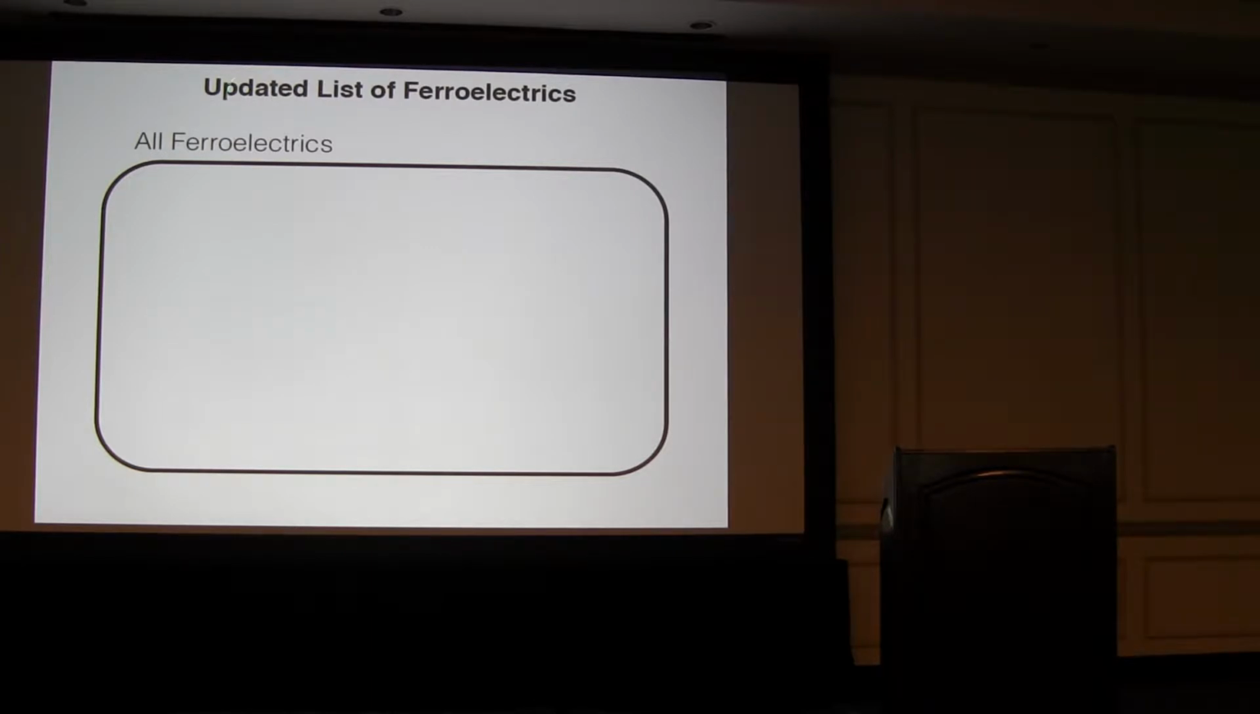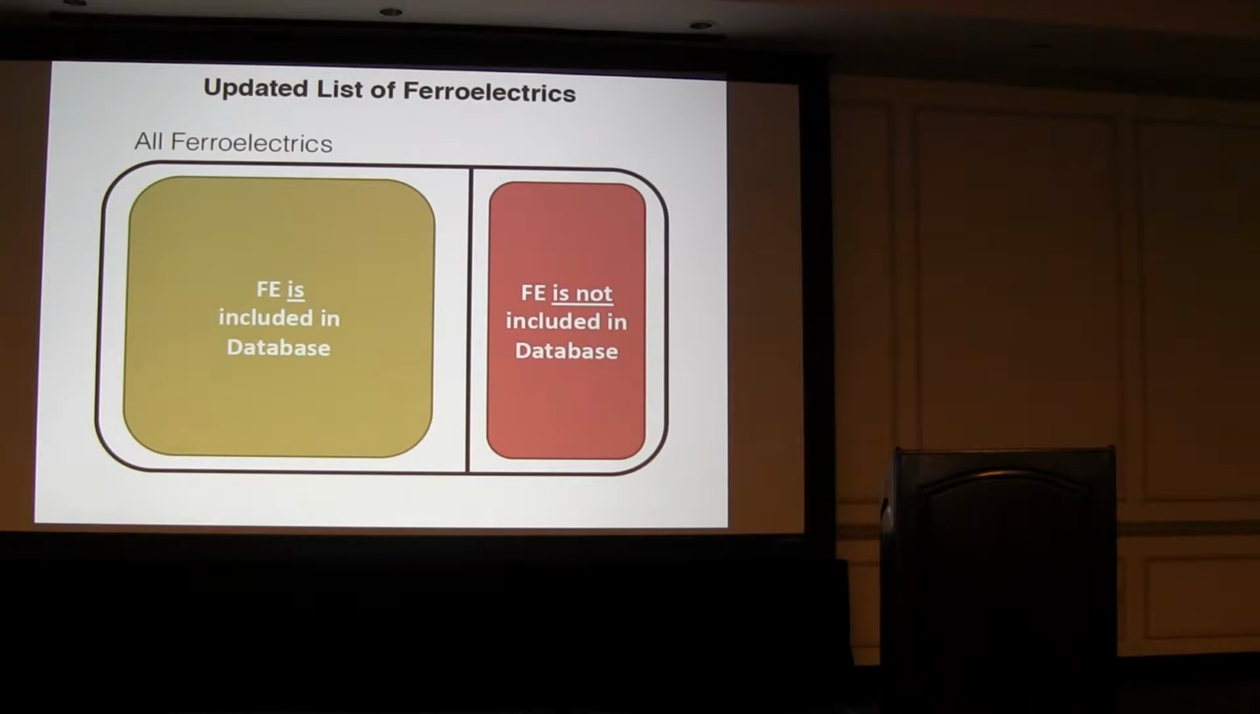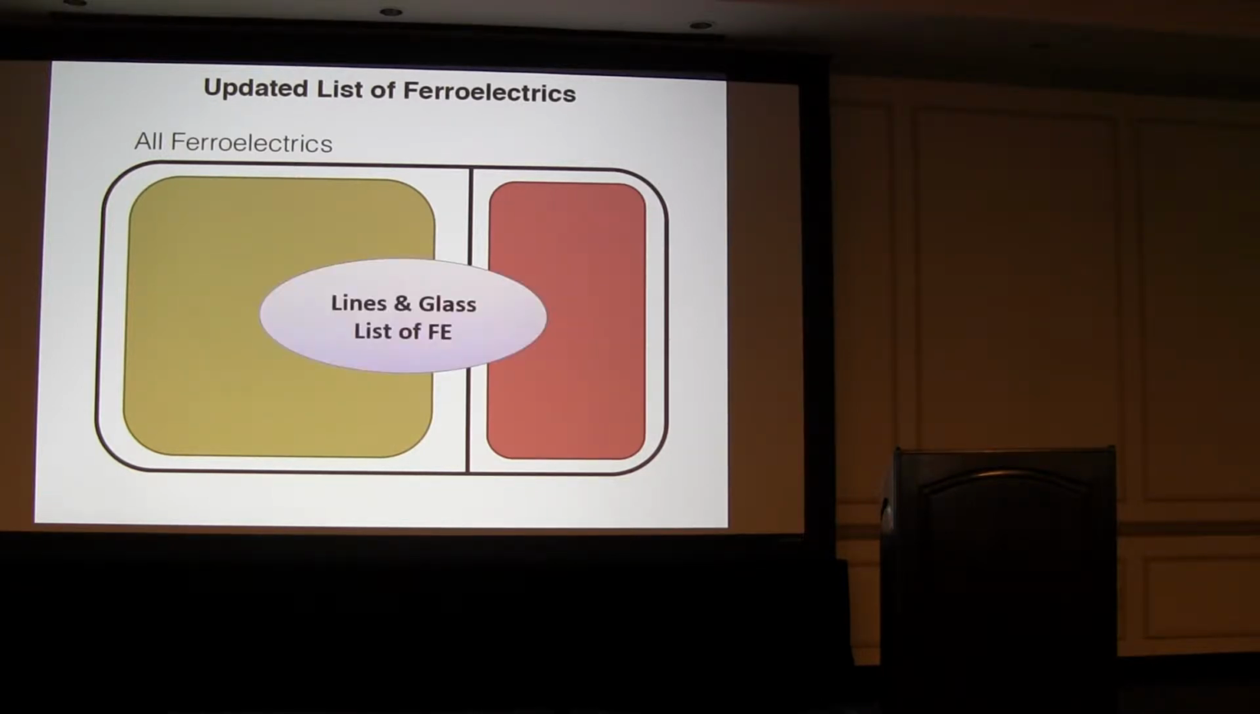So let me go back and talk a little more about this updated list of ferroelectrics. I would like to point out that any list of ferroelectrics that we can come up with would depend on the specific database that we use. So if we assume that these are all the ferroelectrics that are out there, and we choose a generic database, there will be some ferroelectrics included in that database, and some will be left out, right? So for instance, our list is somewhere between these two diagrams, and the line that separates them depends on the specific database that you choose.